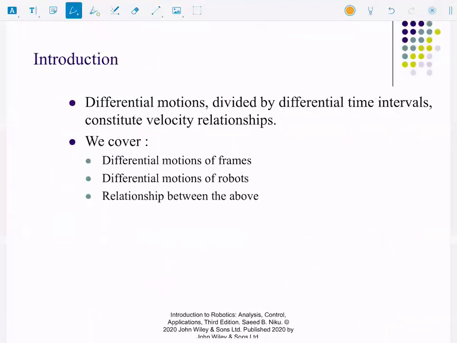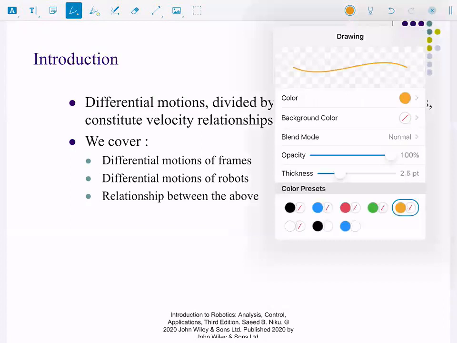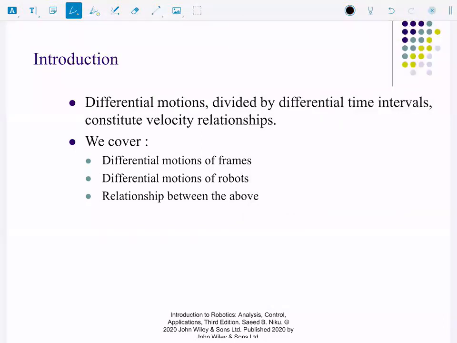So what do we mean by differential motions? Differential motions are defined as small motions.